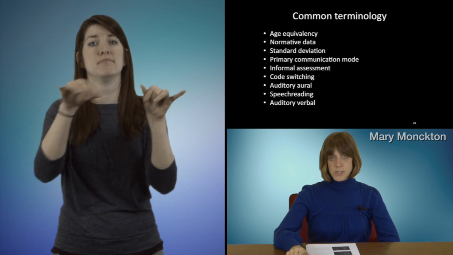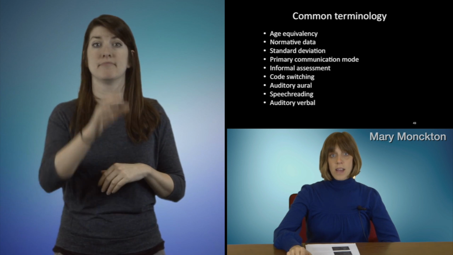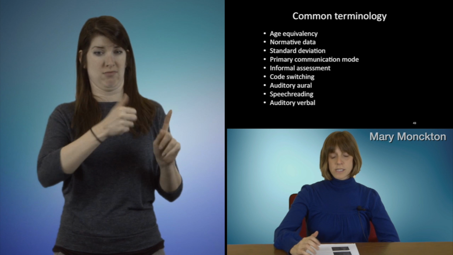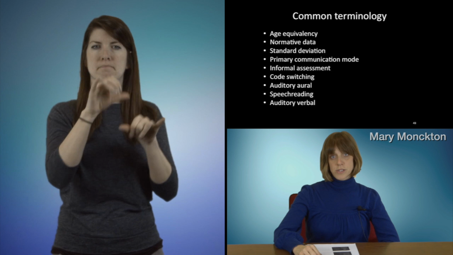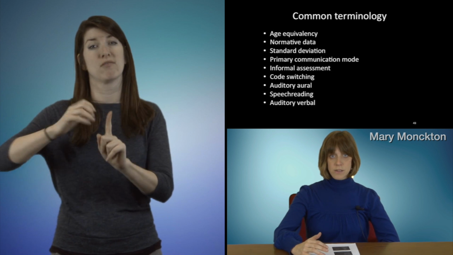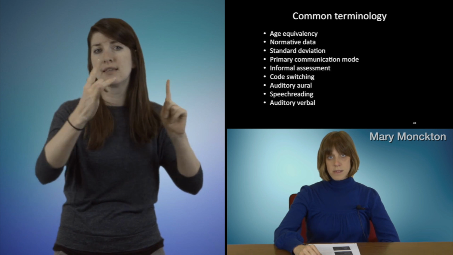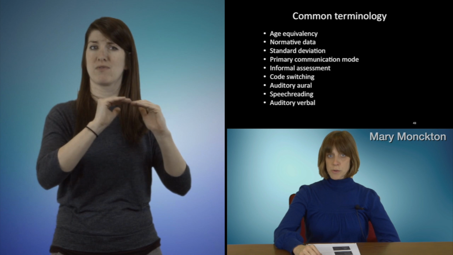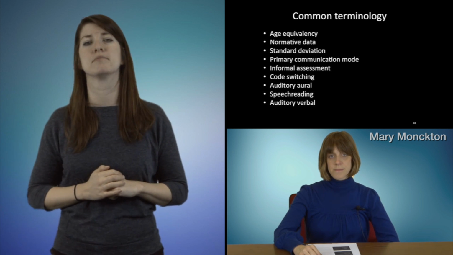Some common terminology that you may hear during evaluations are age equivalency, which refers to a child's skill level when compared to same age peers. So if in evaluation your child shows skills that are scattered between 15 months and 18 months, but they're 24 months of age, their age equivalency would be between the range of 15 and 18 months.